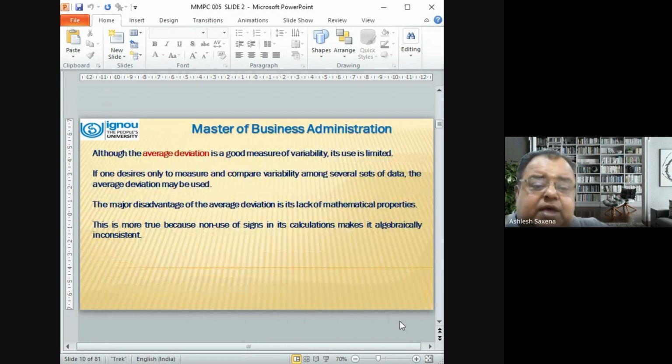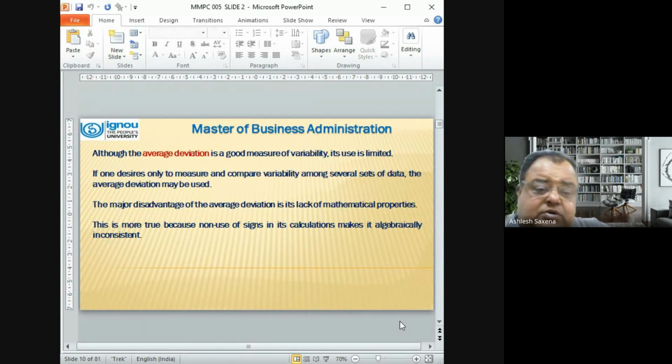Although the average deviation is a good measure of variability, its use is limited. If one desires only to measure and compare variability among several sets of data, the average deviation may be used. The major disadvantage of average deviation is its lack of mathematical properties.